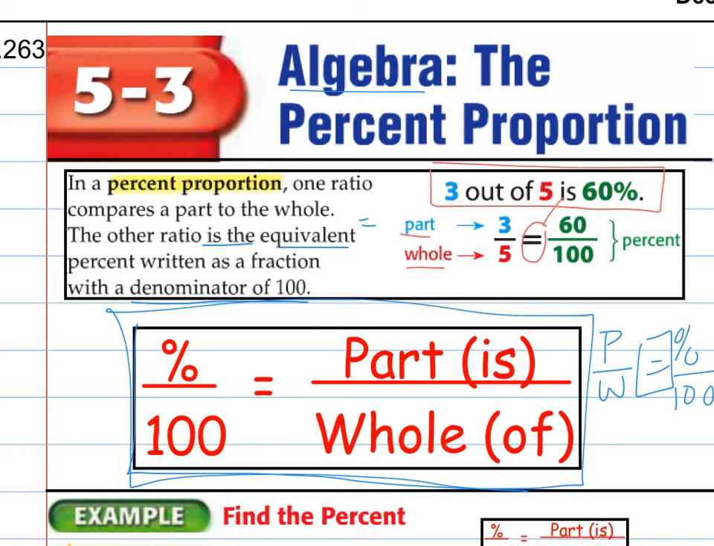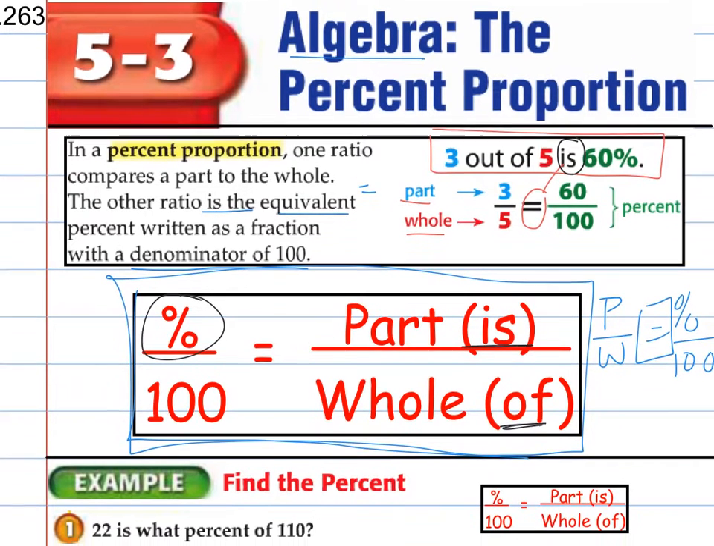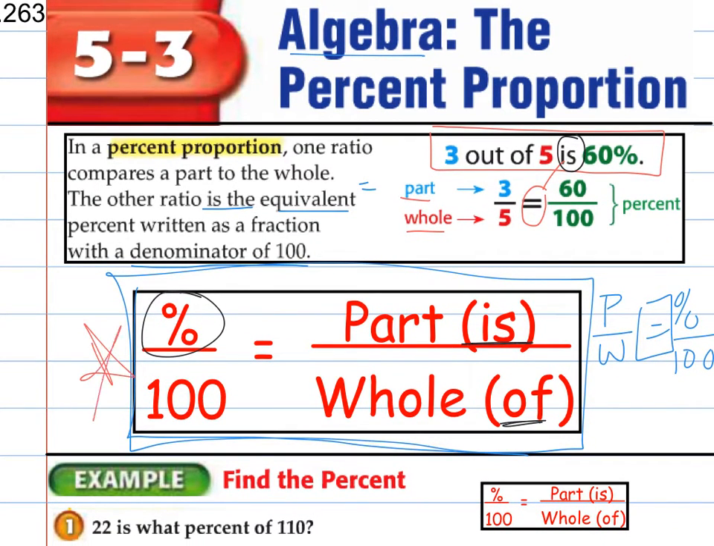Notice how there's some words next to them that matter. The percent should always be over 100. When you hear the word is, that means that is the part, and of means what it's out of, the whole. Sometimes we'll see is as equals in this case, though, as well. Make sure you have this down.